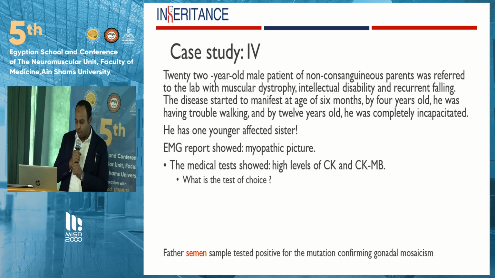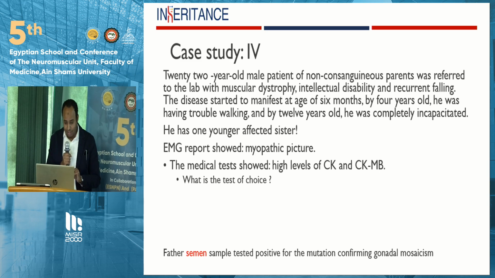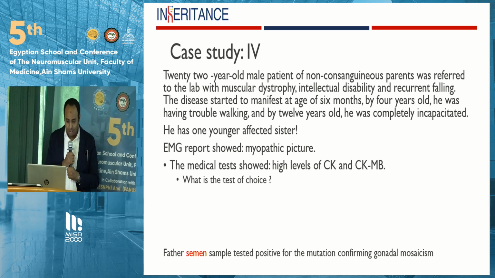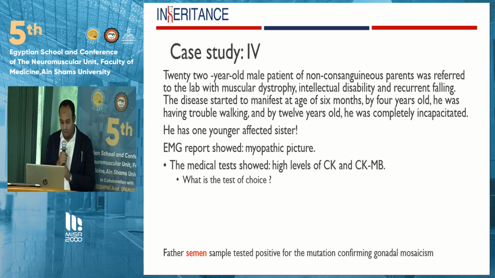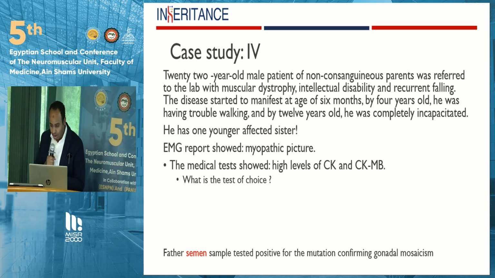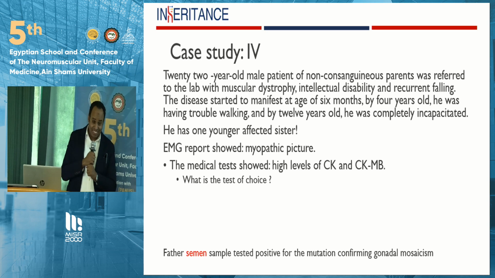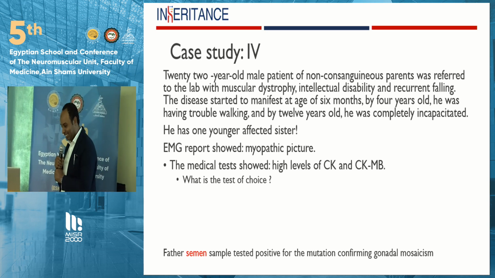My last case: a 22-year-old male patient of non-consanguineous parents was referred to the lab with muscular dystrophy, intellectual disability, and recurrent falling. The disease started to manifest at the age of 6 months. By 4 years old, he was having trouble walking. By 12 years old, he was completely incapacitated. He has one younger affected sister, and we have to think about this.